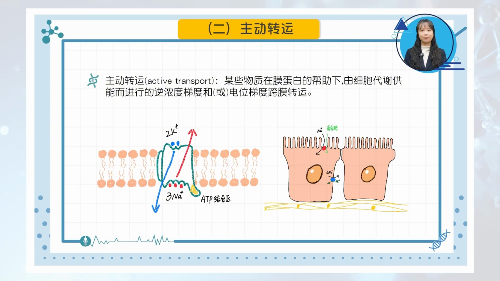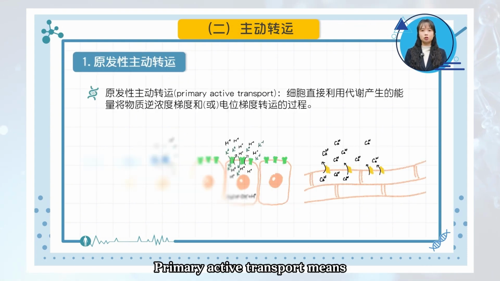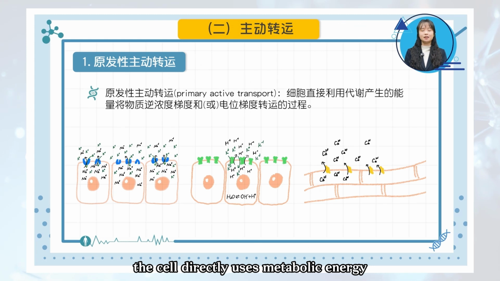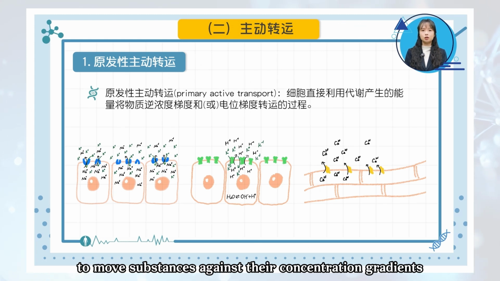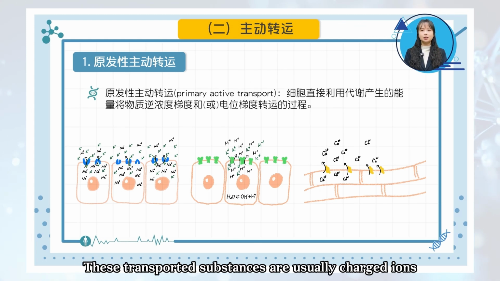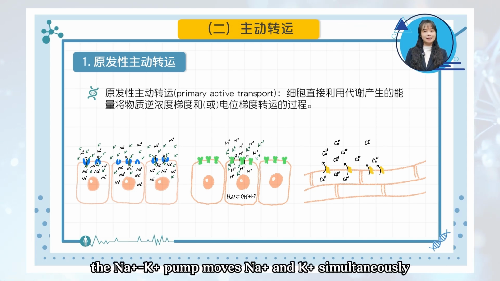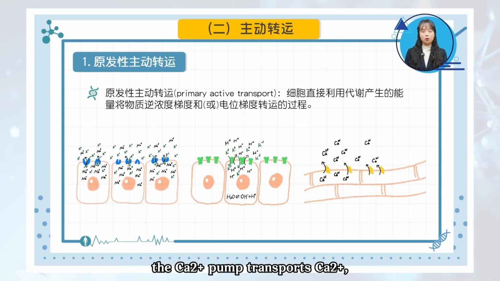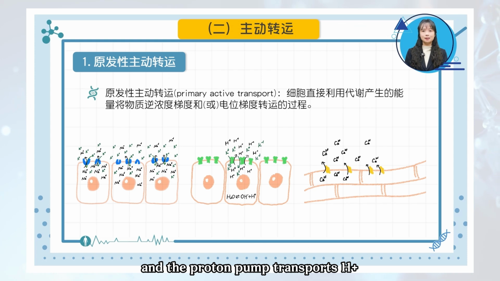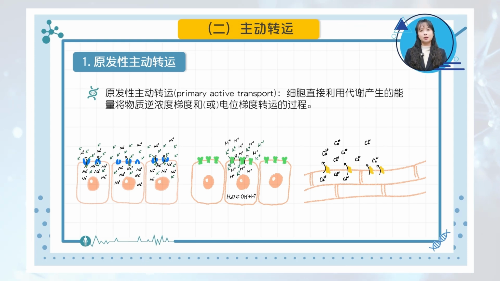Let's look further. Primary active transport means the cell directly uses metabolic energy to move substances against their concentration gradients. These transported substances are usually charged ions, and the membrane proteins mediating them are called ion pumps. For example, the Na+/K+ pump moves Na+ and K+ simultaneously. The Ca2+ pump transports Ca2+, and the proton pump transports H+. These proteins can directly use ATP.